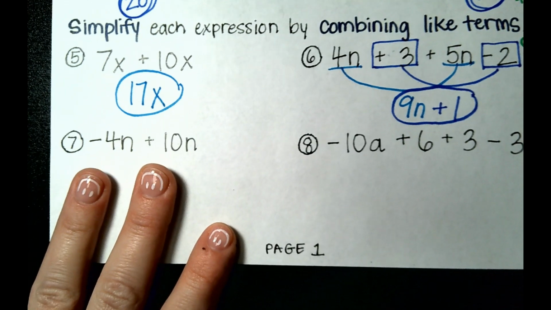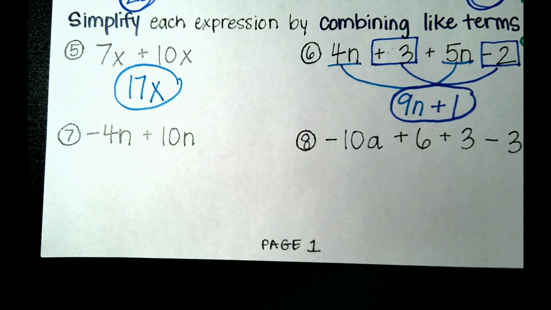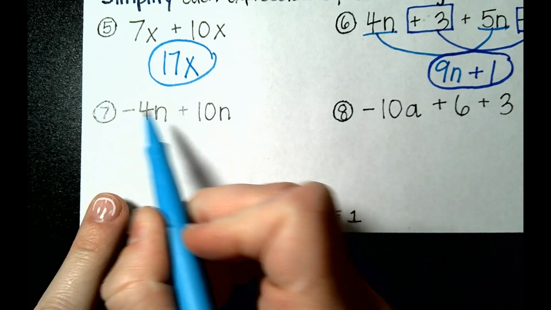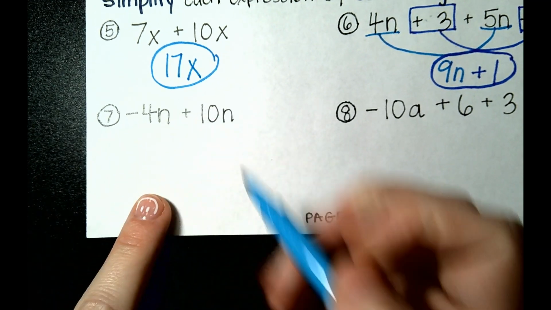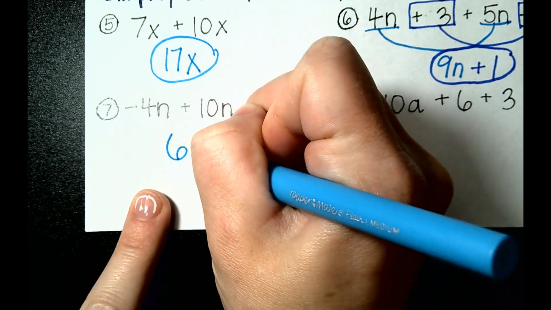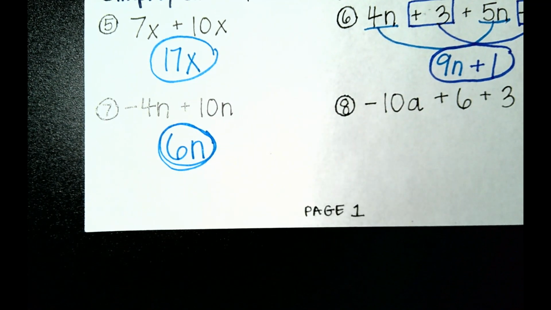Okay. What did you guys get for number 7? I have 6n. Yeah, I did too. Everybody got 6n? Yes, that is correct. 6n. Negative 4 plus 10 is 6, and they're both n, so 6n. That's your answer. Very nice.